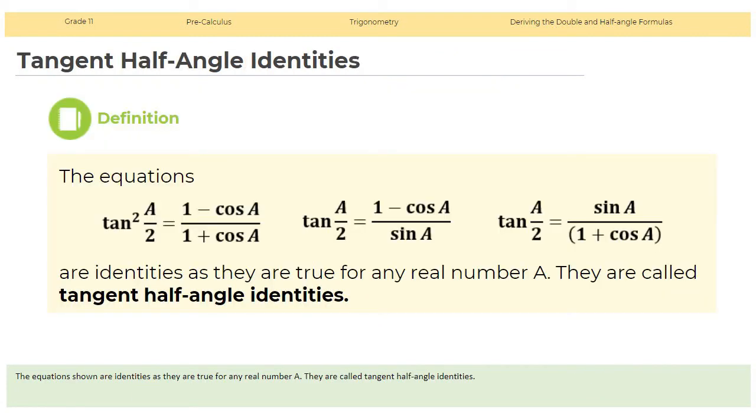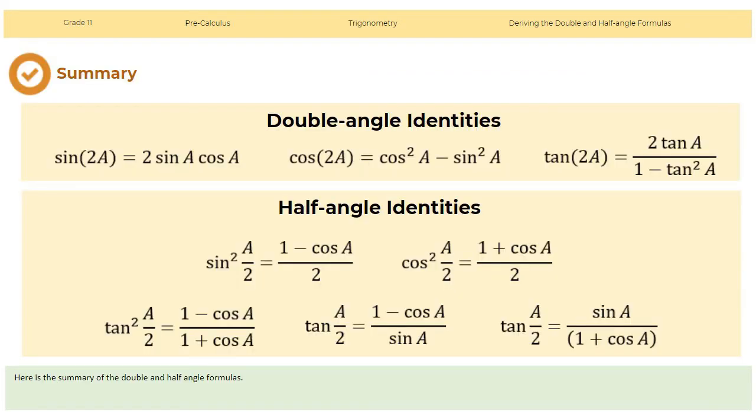The equations tangent square a over 2 equals 1 minus cosine a all over 1 plus cosine a, tangent a over 2 equals 1 minus cosine a all over sine a, and tangent a over 2 equals sine a all over 1 plus cosine a are identities as they are true for any real number a. They are called tangent half angle identities. Now, here is a summary of the double and half angle formulas. So take a screenshot of this, save this in your smartphone.